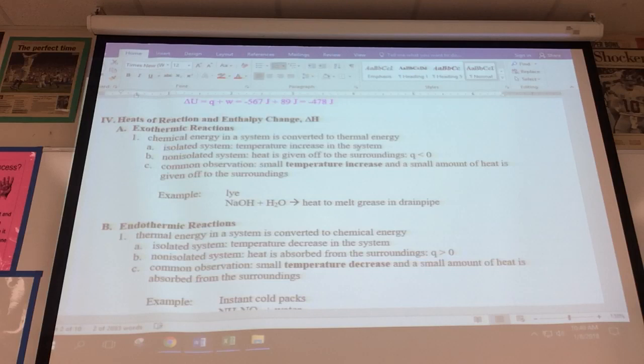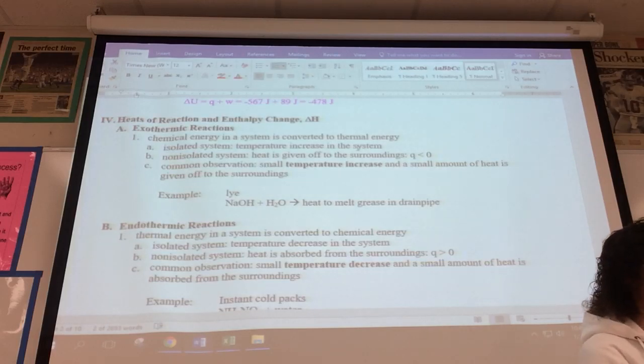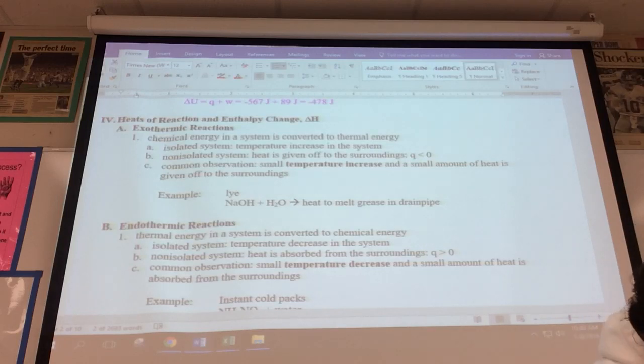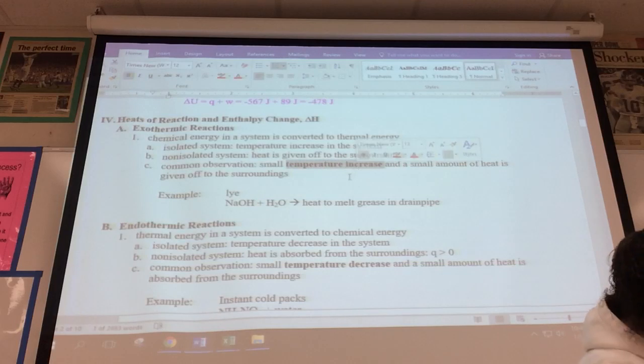So it's just backwards in the isolated one? No, in all of it. You see, if you look at exo right here, see it says temperature increase? Okay? In a non-isolated system, you can actually, in some instances, visualize the heat given off because you'll see smoke. But regardless, you're going to have a temperature increase in every single situation for exothermic.